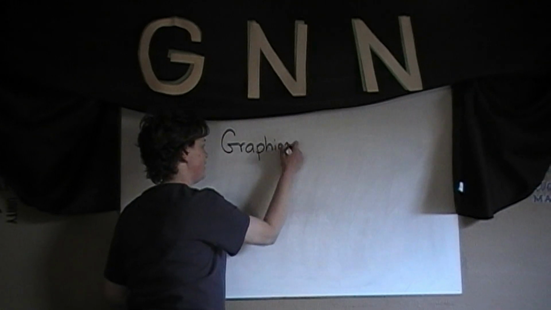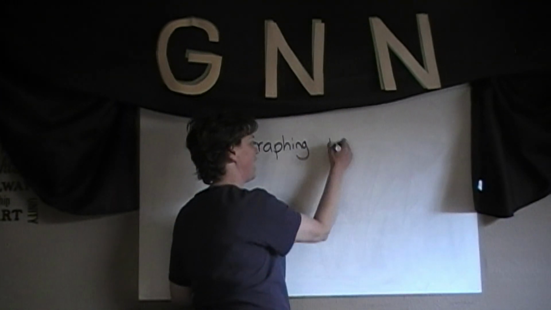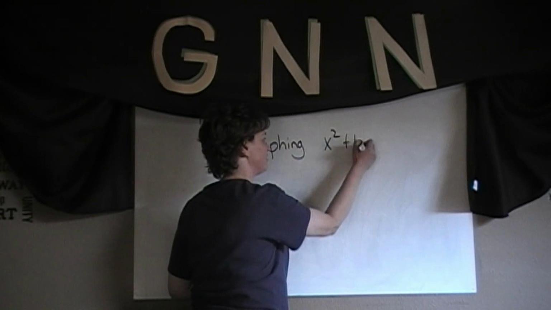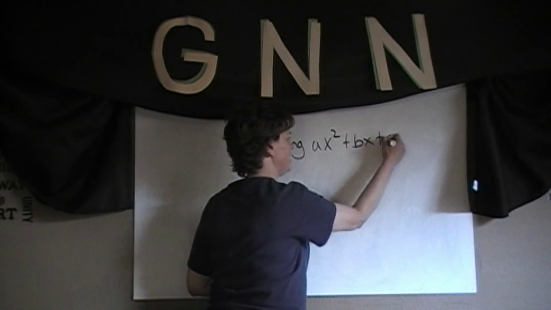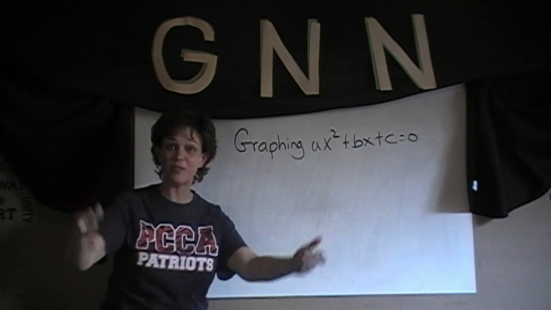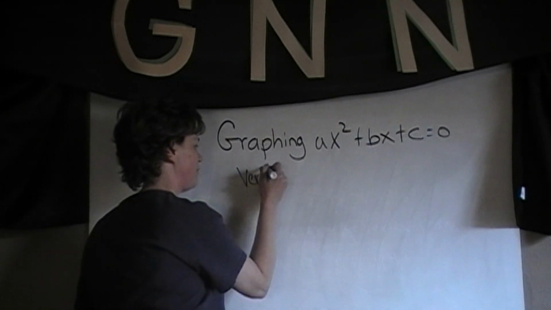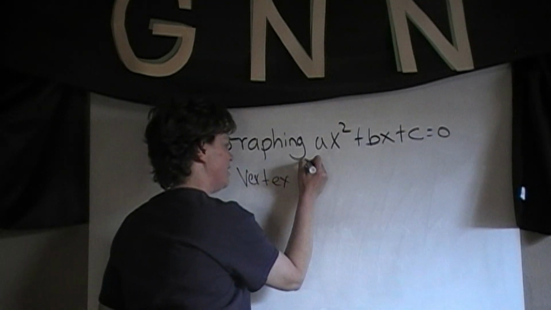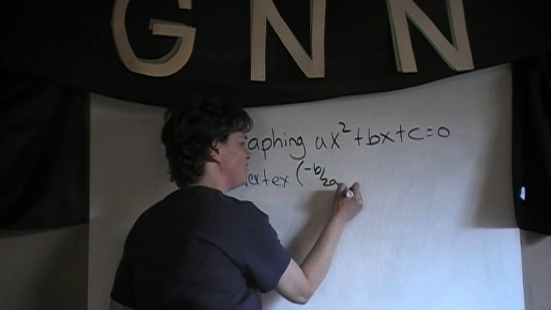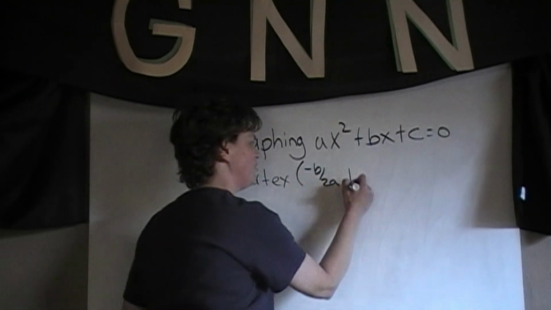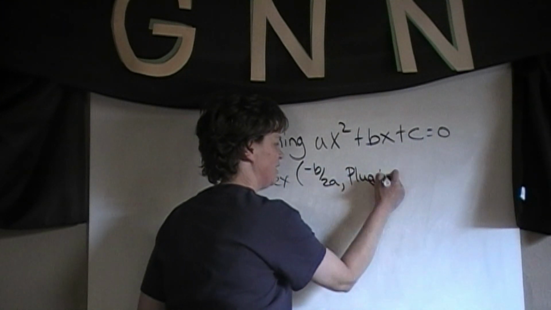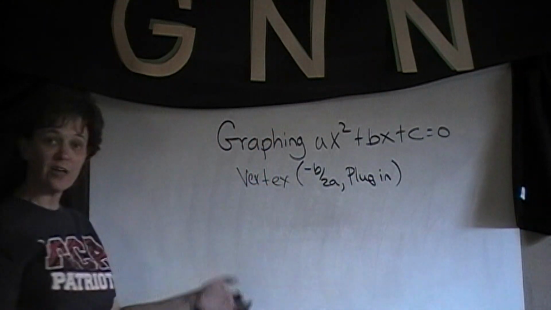A quadratic is in the form ax squared plus bx plus c. If you remember this, we talked about this in algebra. We're going to remember to find the vertex. It is negative b over 2a. That gives you the x value. And to get the y value, you plug this result in. That'll give you the vertex.